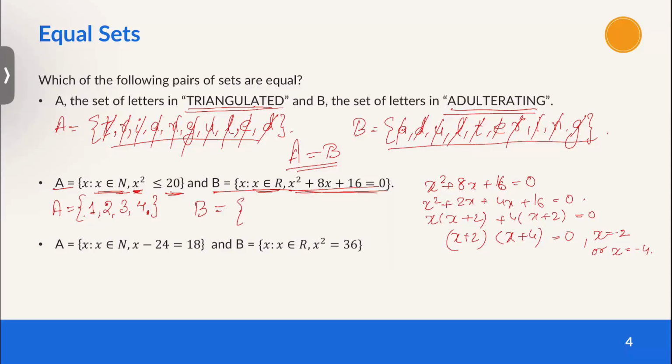So either x is minus 2 or x is minus 4. From this equation, it is coming to these two numbers. And we also have to see if they are real numbers. Yes, minus 2 and minus 4 are real numbers. So B will be minus 2, minus 4.